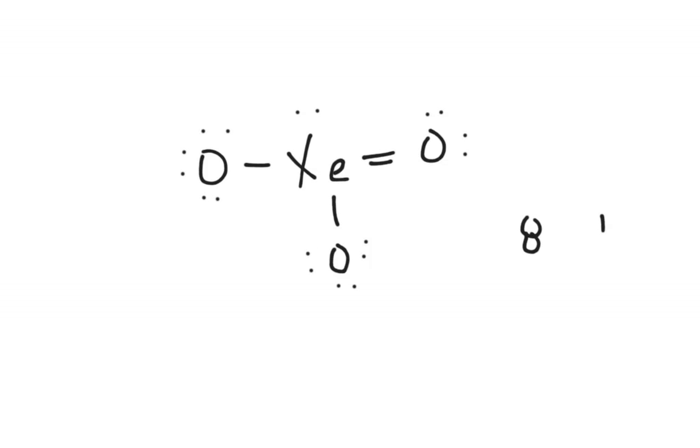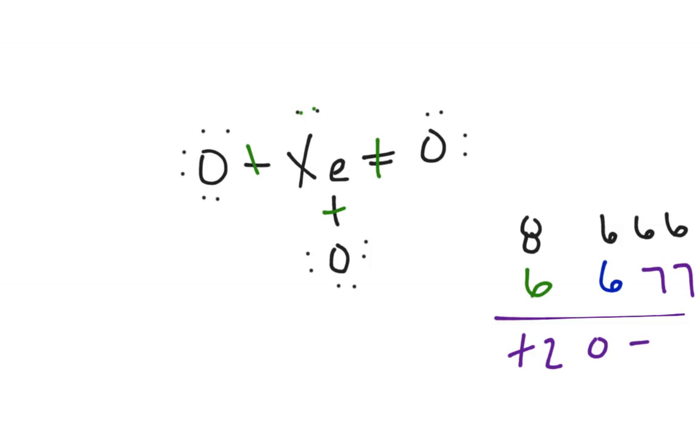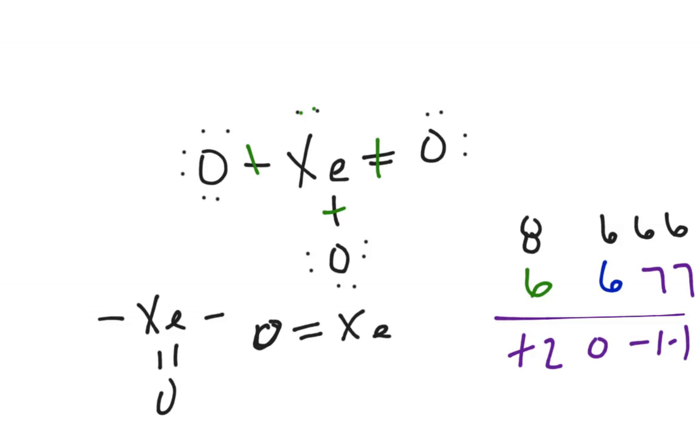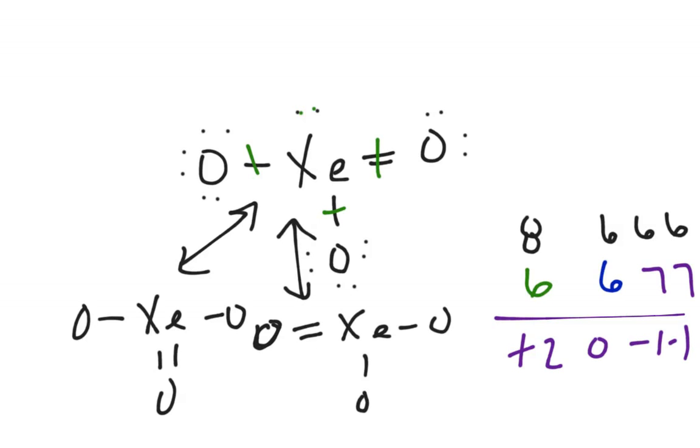So xenon is 8, 6, 6, and 6. Now my xenon has 1, 2, 3, 4, 5, 6. My first oxygen has 6, and my other oxygens have 7. So this is a plus 2, 0, minus 1, minus 1. So this is better. And we can redraw this one with the double bond down and with the double bond to the left, and all the lone pairs on there as well. So this has 3 resonance structures which are equal in value.